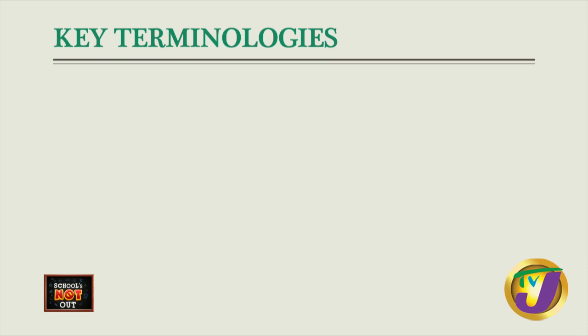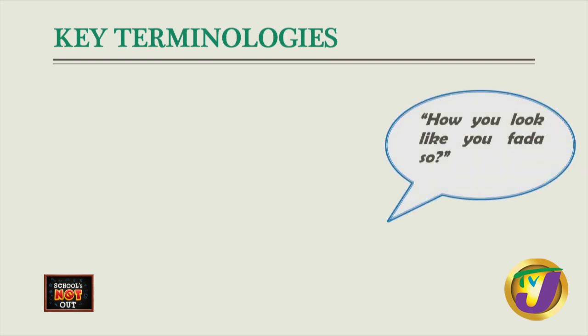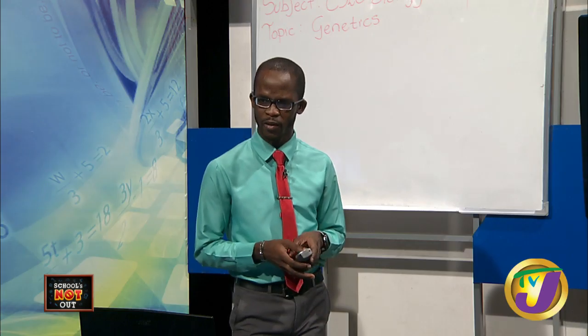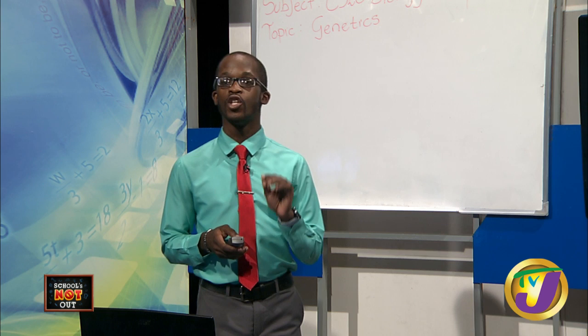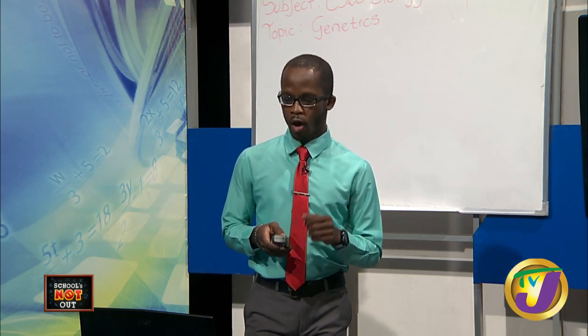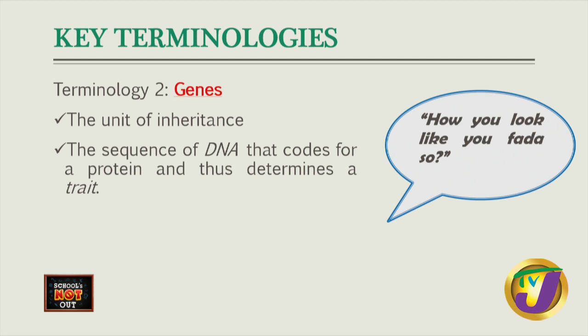So the genes that we referred to, you've been out and persons say, how you look like your father, how you look like your mother. Yes, the genes that we're referring to are what cause this. And by definition, it is the unit of inheritance. It is also the DNA sequence, or the section of the DNA, that codes for specific proteins or specific traits.